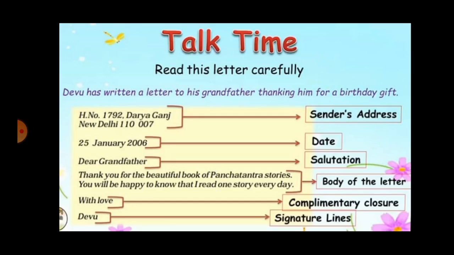So in this way, first sender address, then date, then salutation, then body of the letter, and then you have to write complimentary close, and finally you have to write the name of the writer. Here Devu is writing, so Devu will write his name here. In this way, letter is written so that grandfather can know from whom the letter is coming, on which day, and why.